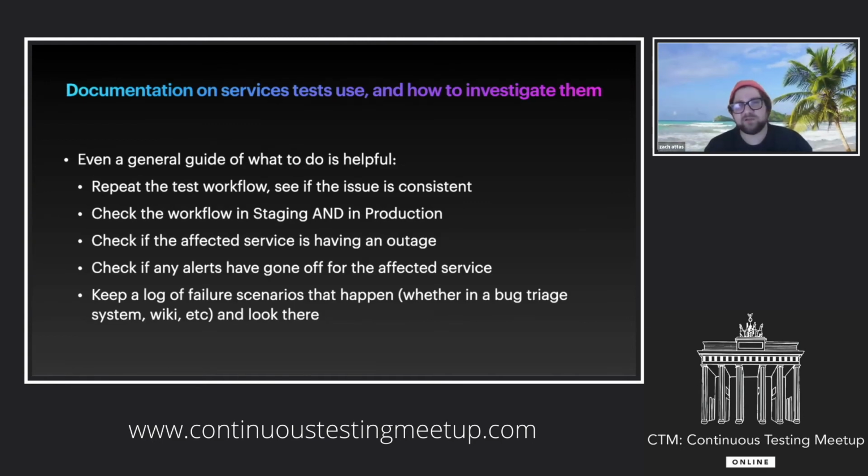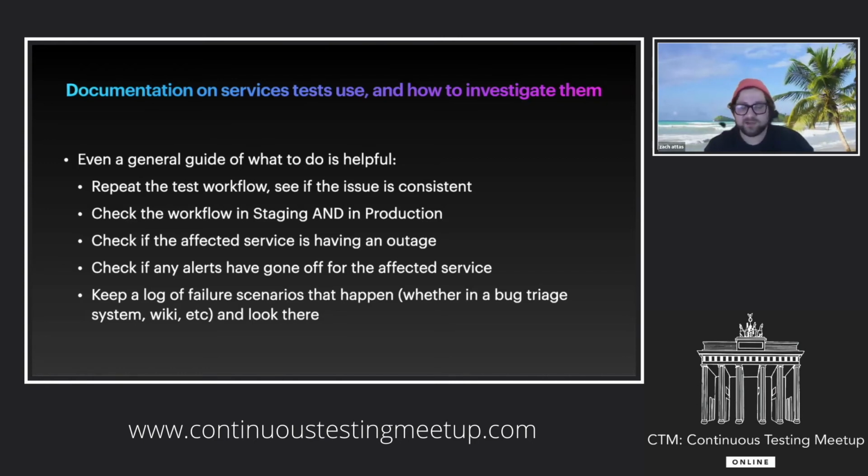At Review Trackers, we have a general guide of what to do in these high pressure scenarios. We tell people to repeat the test workflow, see if the issue is consistent or if it's flakiness, check the workflow in staging and in production, and check if the affected service is having an outage. Again, those service status checkers are really important. Check if any alerts have gone off, and check their status pages.